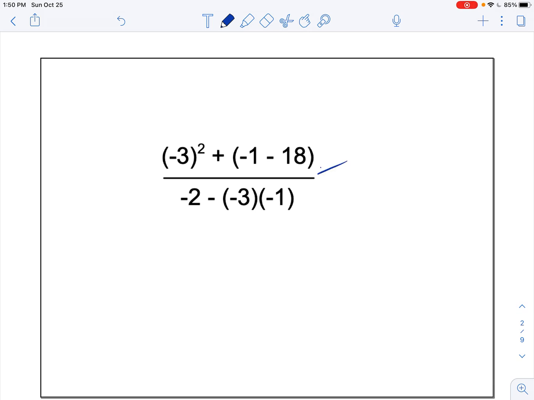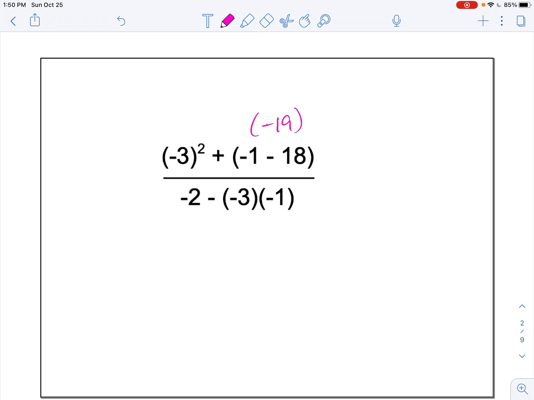Remember, this is a division bar. So we're going to do everything on the top and everything on the bottom and divide last. So let's just do the top here and change back to pink. I do have a parenthesis. Inside the parenthesis, it's negative 1 minus 18. So I'm starting at negative 1, moving to the left 18 spots. I am at negative 19.